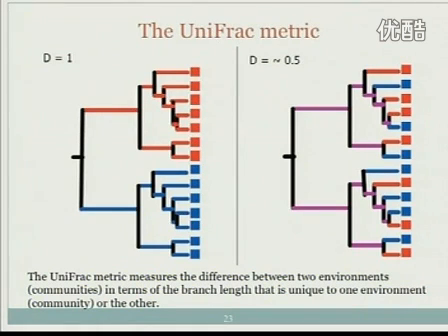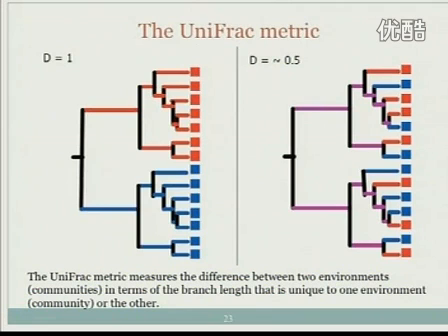So this is a phylogenetic tree that reflects the evolutionary history and relationships of all the reads. This means the blue environment has very different species compared to the red one, so all the branches are unique. UniFrac is just the percentage of those unique branches among the entire length of the tree. So for the left one, the distance will be 1, which means they're totally different. The right one is about half of that: they have some unique branches, but they share many of them.